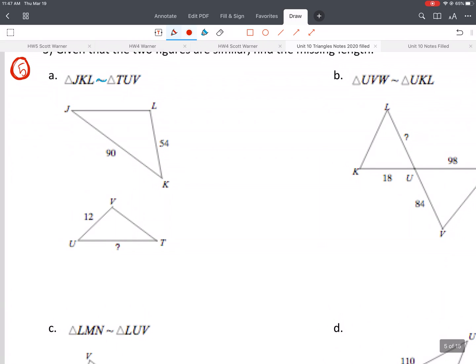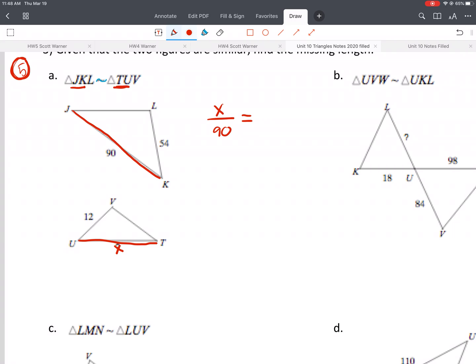Again, we have the similarity statement that will tell us what sides correspond to what. So, for example, UT, let me erase that first. UT corresponds to, here's UT, or TU, doesn't really matter. So we have, maybe we'll make this question mark an X, is proportional to JK, and JK is right here, is 90. So we have one proportion.